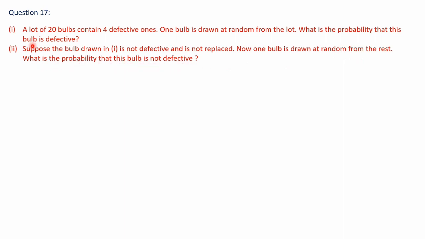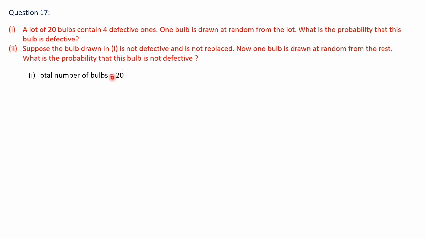Here two parts are there. A lot of 20 bulbs contain 4 defective ones. So 4 are defective and the total is 20 bulbs, which means 16 good ones. One bulb is drawn at random from the lot. What is the probability that the bulb is defective? It is a direct question. So let's solve that question first.